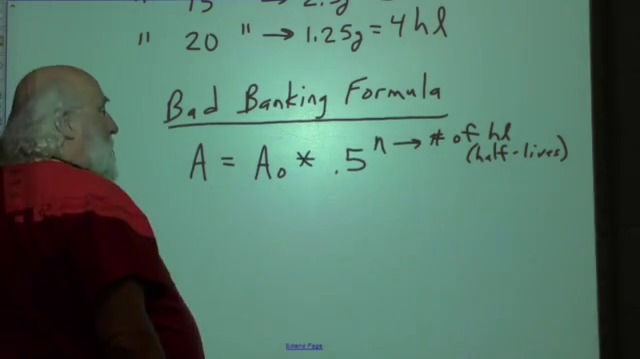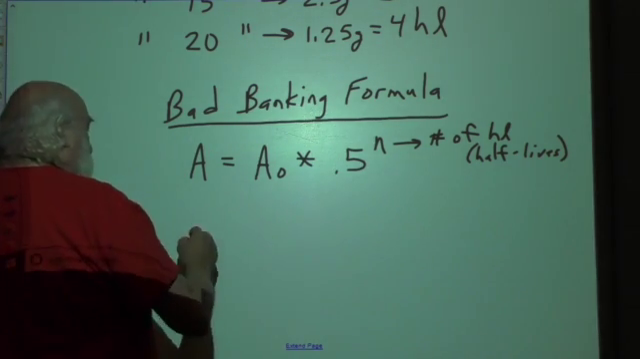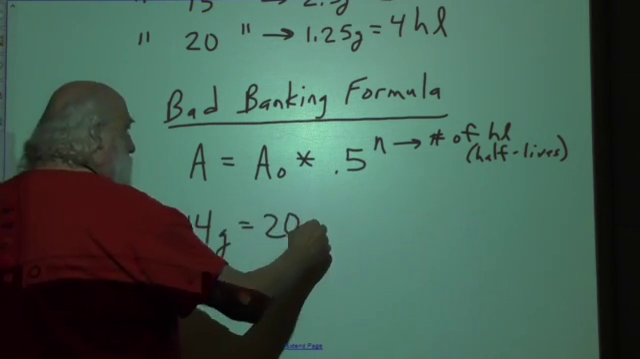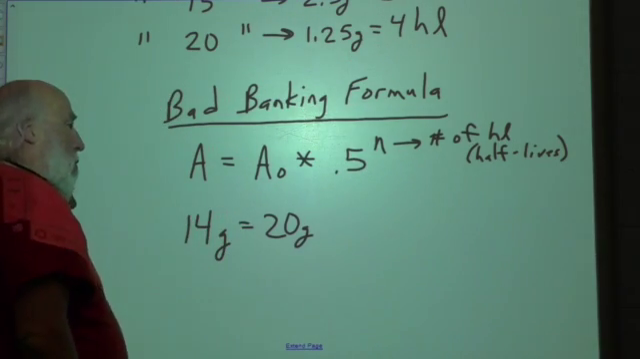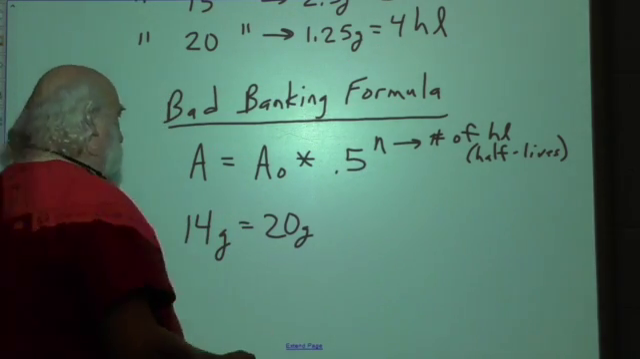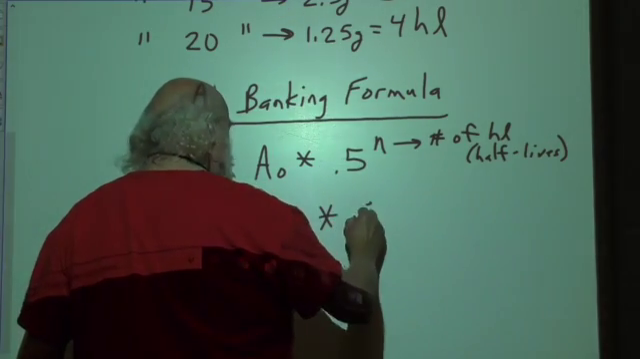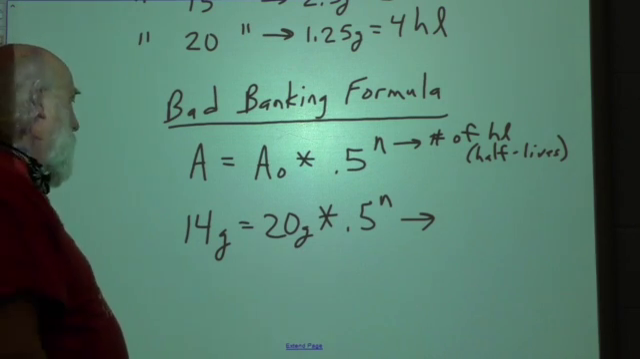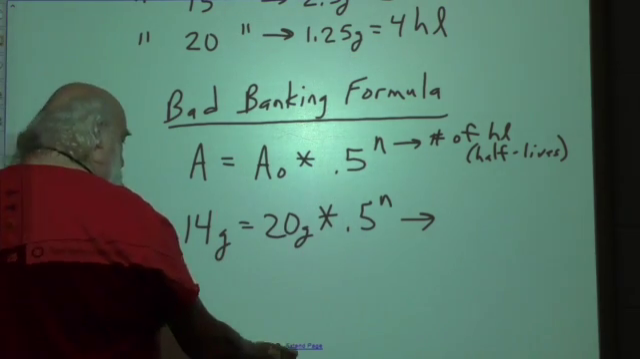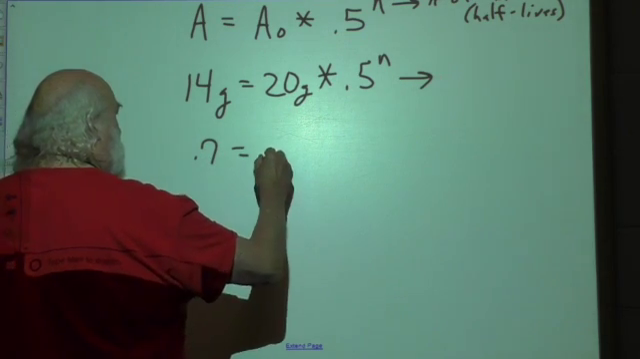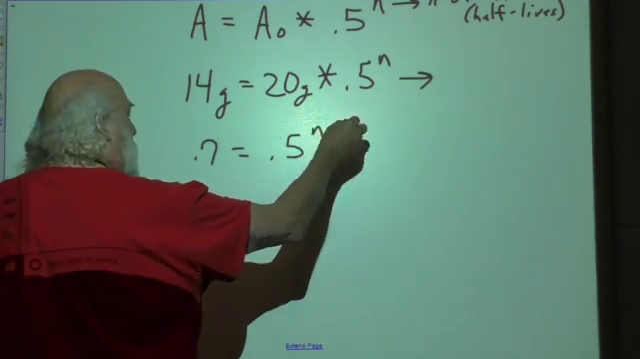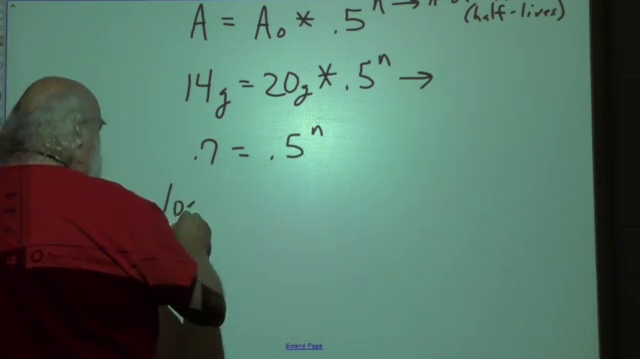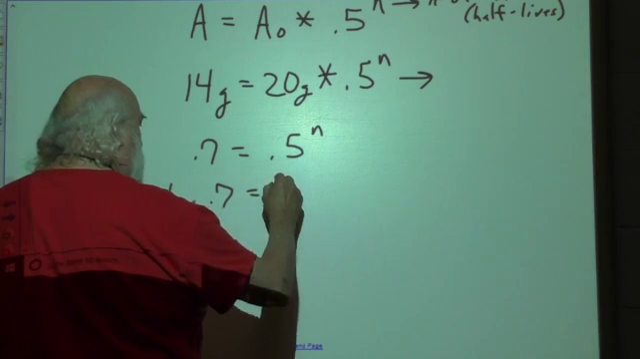So let's suppose that you started with 20 grams and ended up with 14 grams, and you wanted to know how long it took for that to happen. So 0.5 to the n power. Okay? So we just do a little algebra, divide by 20, get 0.7 is equal to 0.5 to the n power. Your variable now is in your exponent, so we take the log of both sides.